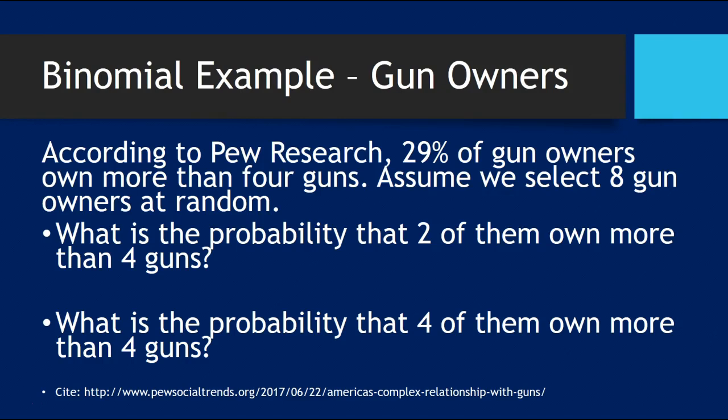What is the probability that 4 of the owners own more than 4 guns? In other words, what's the probability that some of them own more than 4 guns? So we have 2, we have 4. Now that's exactly 2, exactly 4, right? So 3 of them would not work, 1 of them would not work. So what's the probability that exactly 2 out of the 8 own more than 4 guns? What's the probability that exactly 4 out of the 8 own more than 4 guns?